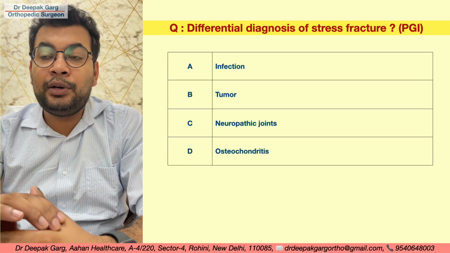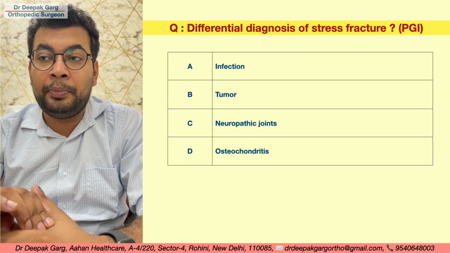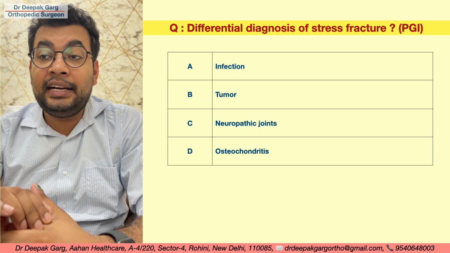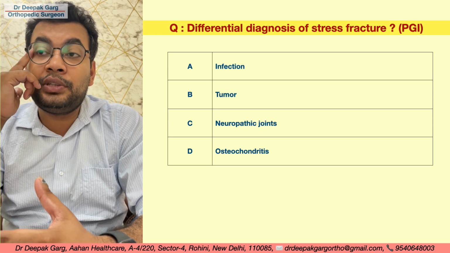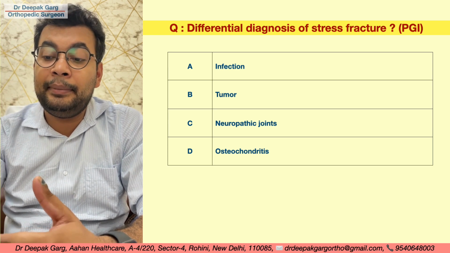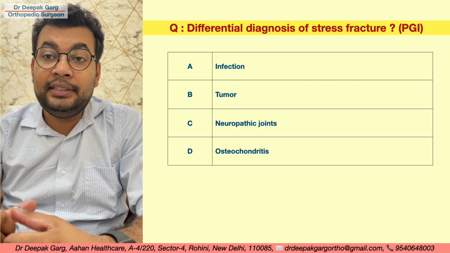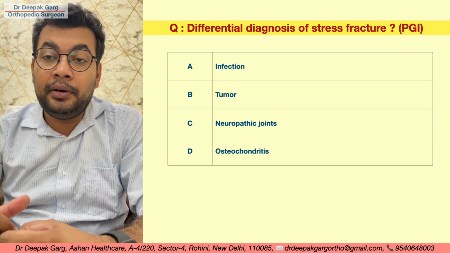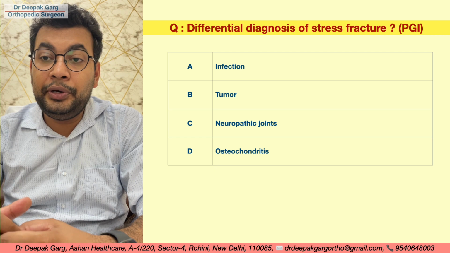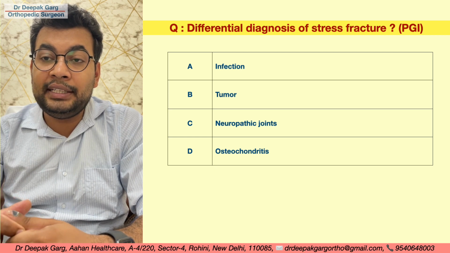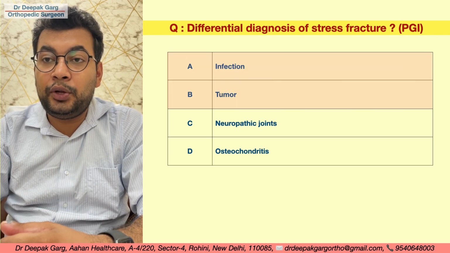Now differential diagnosis of a stress fracture. Again a question from PGI. For differential diagnosis, we get the MRI. MRI will show the edema. So edema in the MRI can be seen in A, infection, true. B, tumor, true. C, neuropathic joints, D, osteochondritis. So the answer is A and B, infection and tumor.